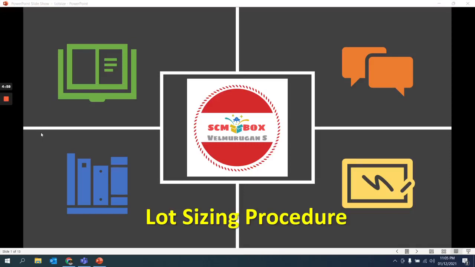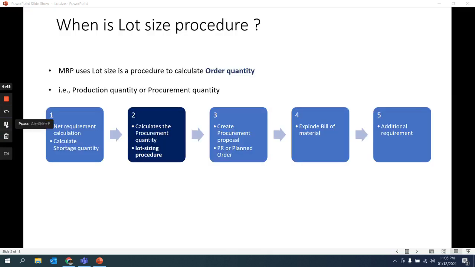Hello everyone, in this video we are going to see how MRP uses lot sizing procedure in SAP. We are also going to see different lot sizing procedures along with the business scenario. In general, MRP uses lot sizing procedure to calculate the order quantity. So here, the order might be the planned order or purchase requisition generated by the planning run.